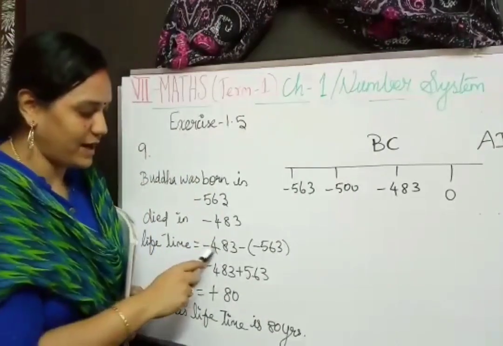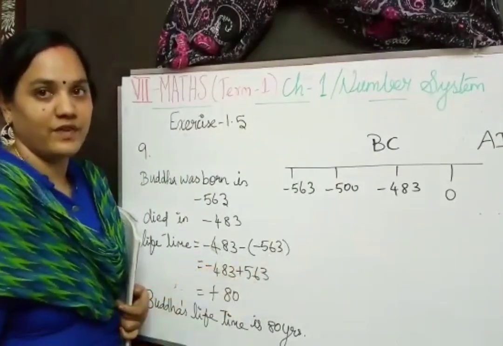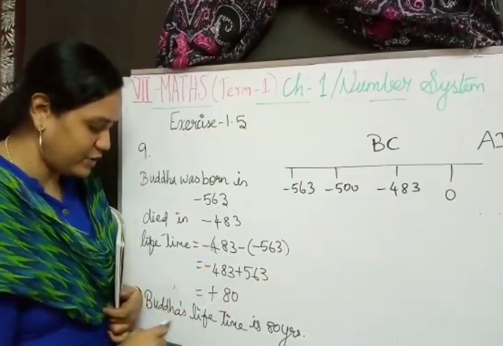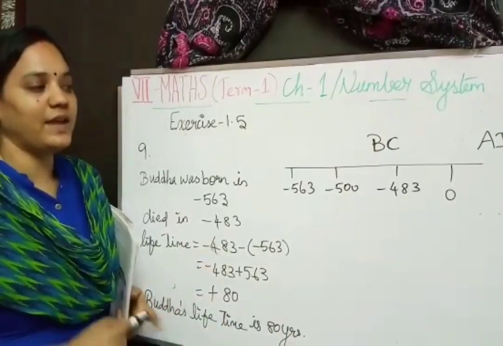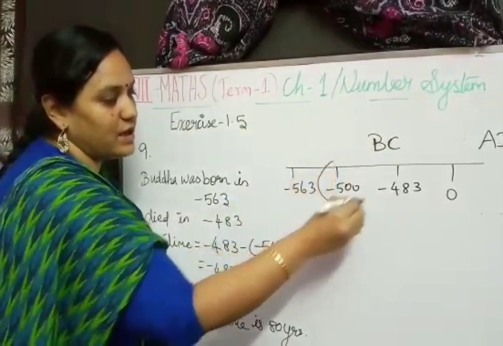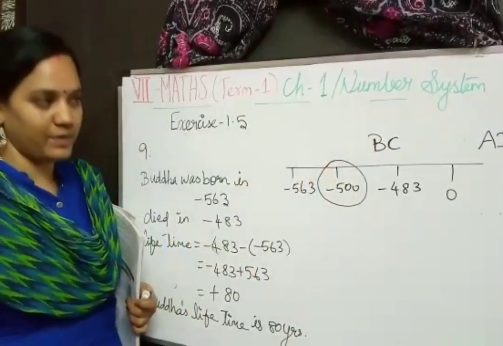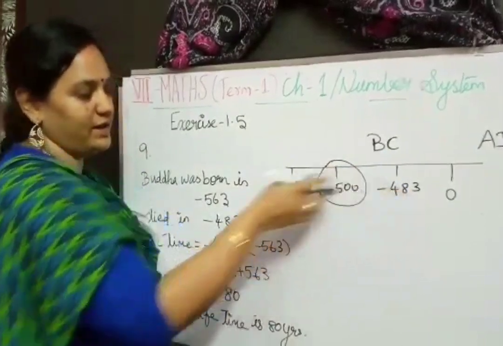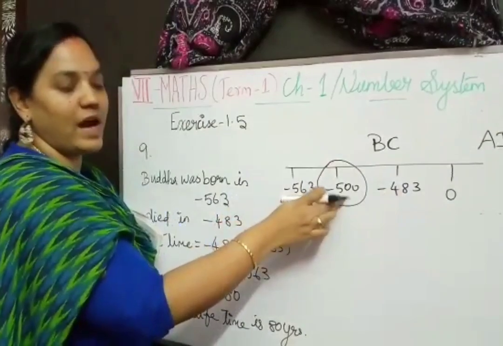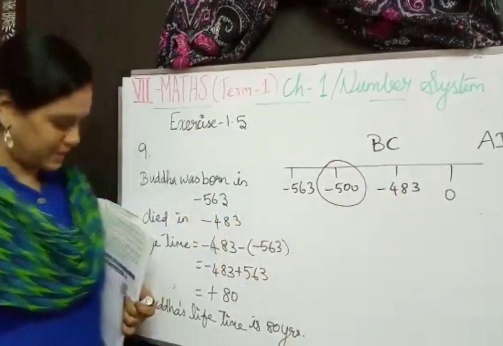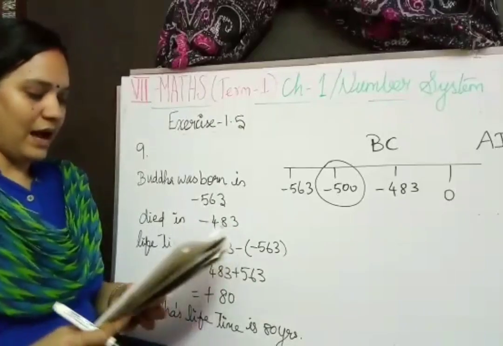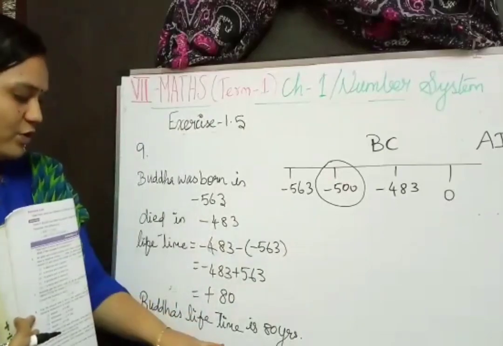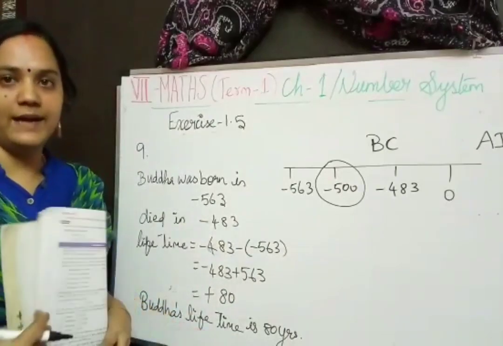So here we are subtracting minus 483 minus of minus 563. So minus of minus will become plus. So after finding out the difference, I got 80. So the lifetime of Buddha is 80 years. In between, they asked whether he lived during the year 500 BC. Yes, of course. He died in 483 and was born in 563. So in between we have 500. Definitely we have 500. So we should say that yes, he was alive in 500 BC. Then we found out the lifetime of Buddha as 80 years.